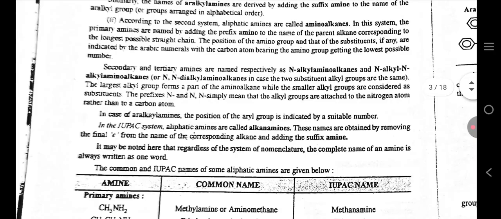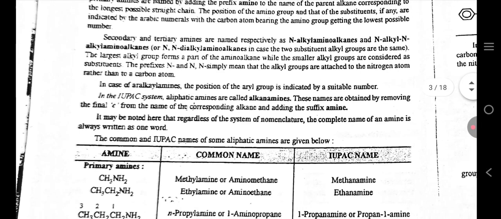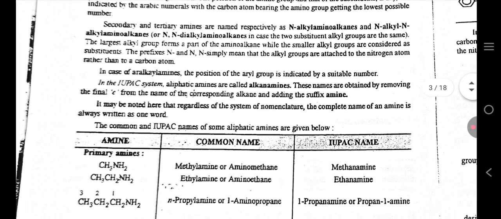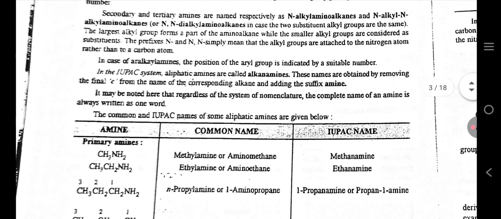According to the second system, aliphatic amines are called aminoalkanes in the IUPAC system. The primary amines are named by adding the prefix amino to the name of the parent alkane corresponding to the longest possible straight chain. The position of the amino group and that of the substituents, if any, are indicated by the Arabic numerals, with the carbon atom bearing the amino group getting the lowest possible number.